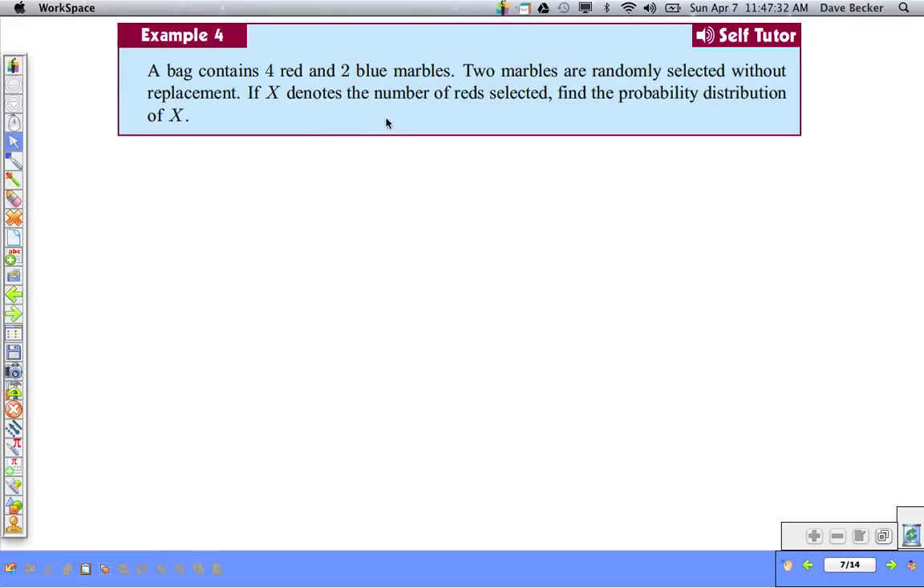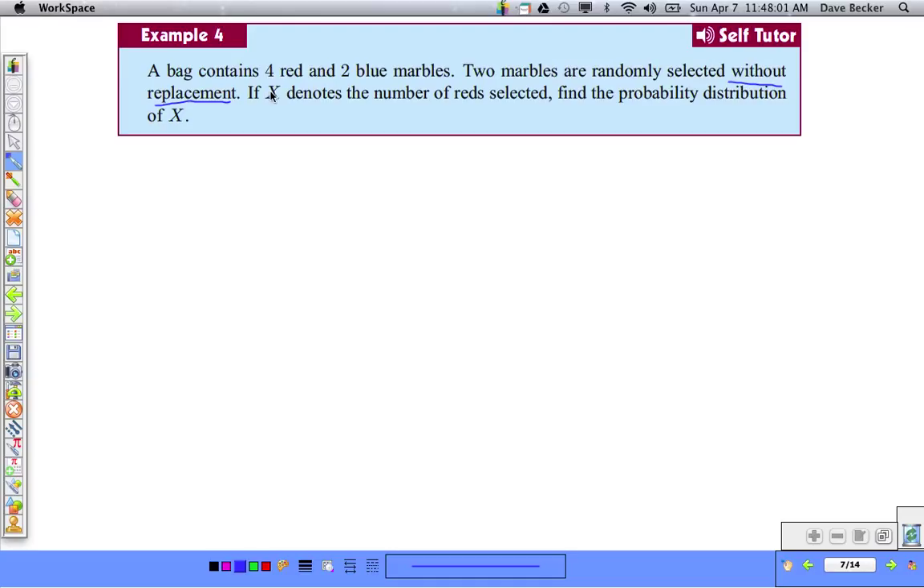We've got a bag full of marbles, 4 are red and 2 are blue. And what are we doing with those? Well, 2 marbles are randomly selected. If I'm selecting more than one object, my first question better be, am I replacing the first one? Am I putting it back in the bag, or am I not? Well, I am not putting it back because this says without replacement.